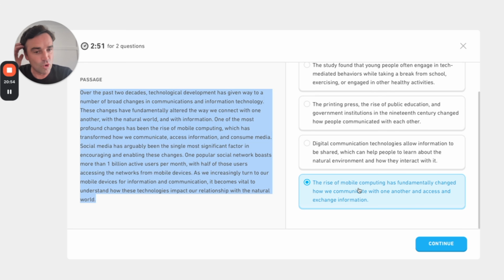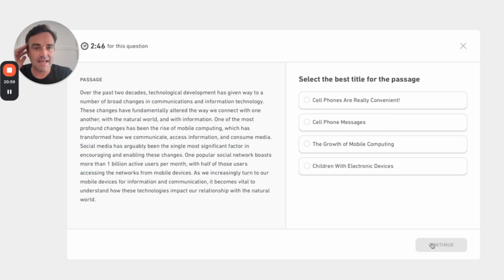Again, it's all about mobile computing, right? So this is the answer. And then the correct title would be The Growth of Mobile Computing. Yeah, okay.